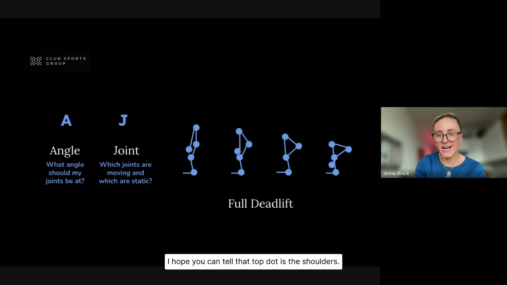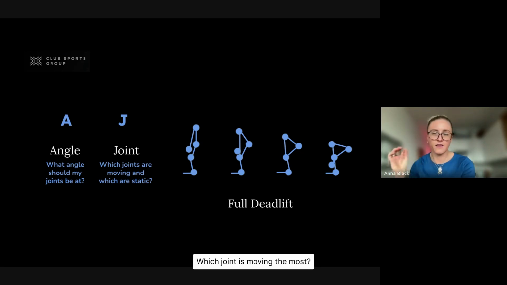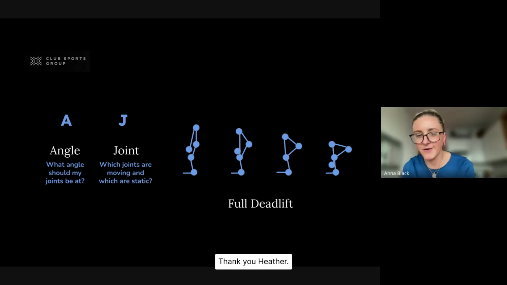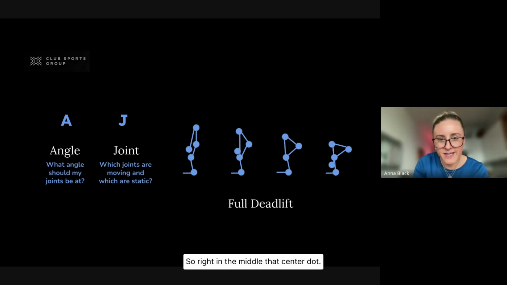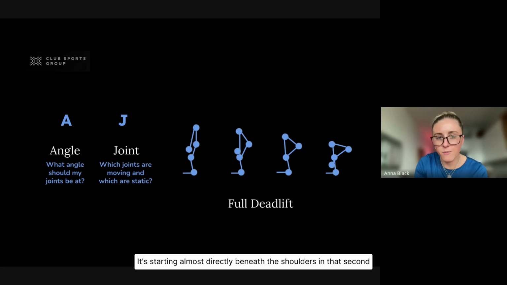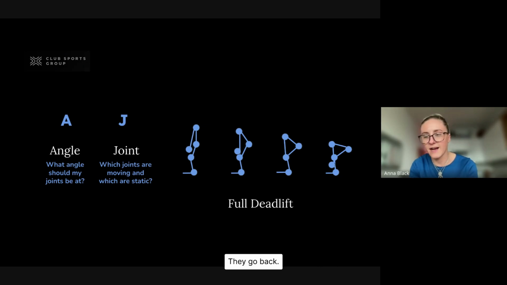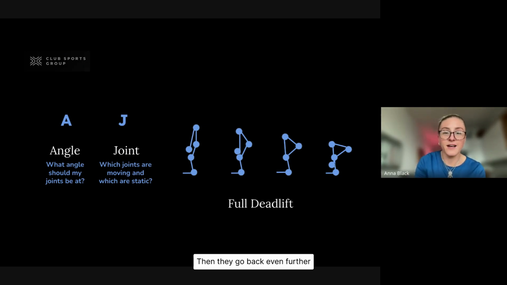That top dot is the shoulders. Then we have the hips right in the middle, the wrists that are holding a barbell, then the knees and the feet. Which joint is moving the most? Hips. The hips, absolutely. Thank you, Heather. So right in the middle, that center dot, it's starting almost directly beneath the shoulders. In that second position, that's the first thing that moves. They go back. Then they go back even further. The shoulders start to come down.